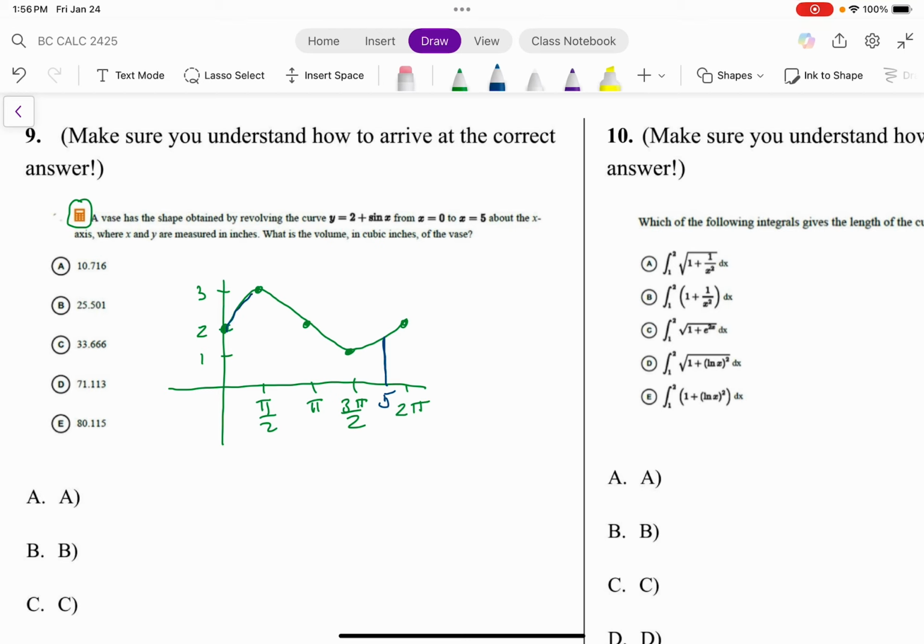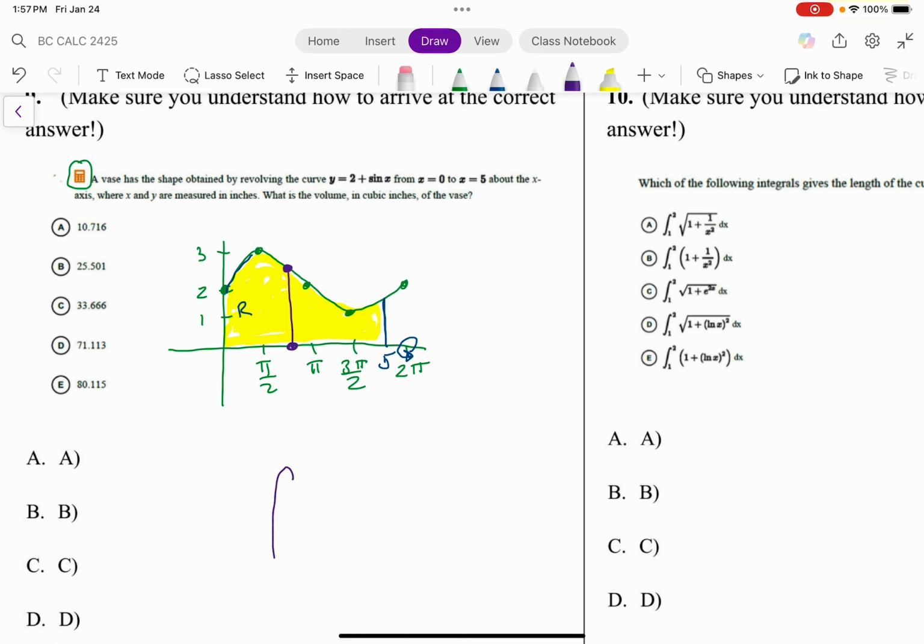Okay, so our region is like this here in yellow, and we're revolving that around the x-axis. If we revolve that around the x-axis, what we want to do is imagine rotating one rectangle. That will make a disc. The disc will look like this. Okay, that disc's thickness we'll call dx.